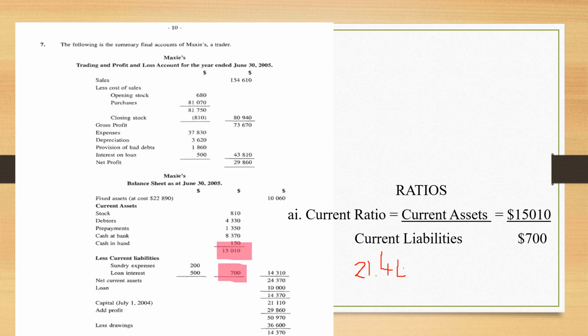21.44 times. So this means that the business can pay off its current liabilities 21 times. So this is a very good current ratio.